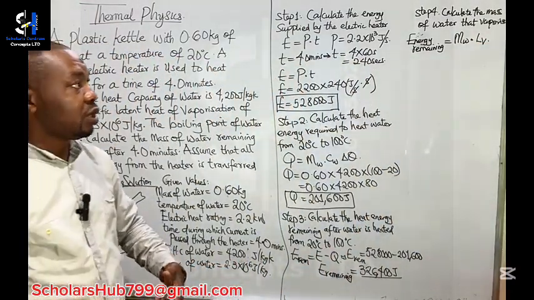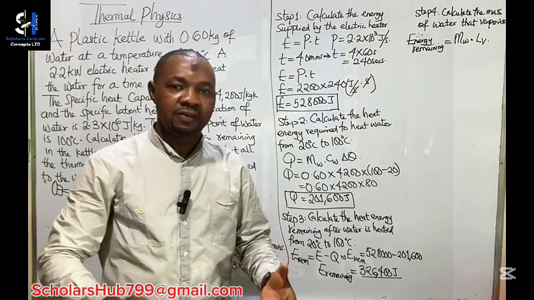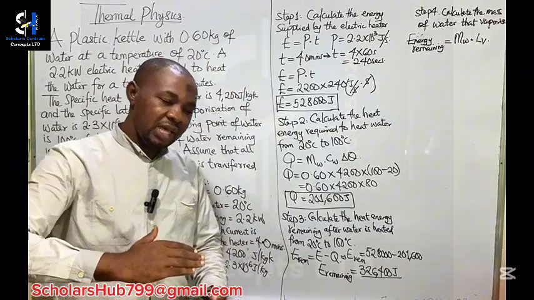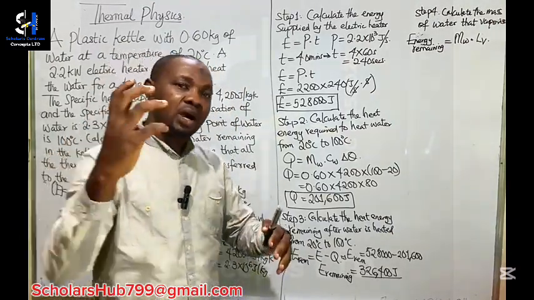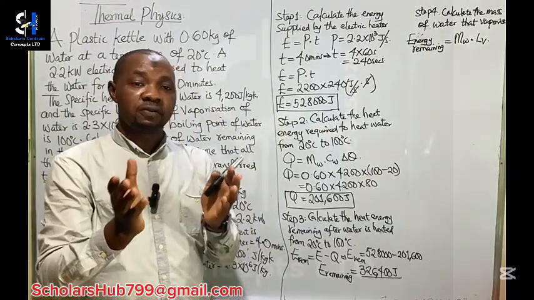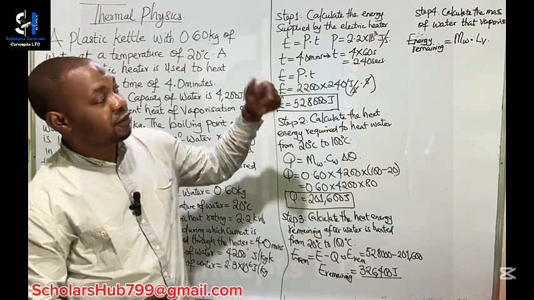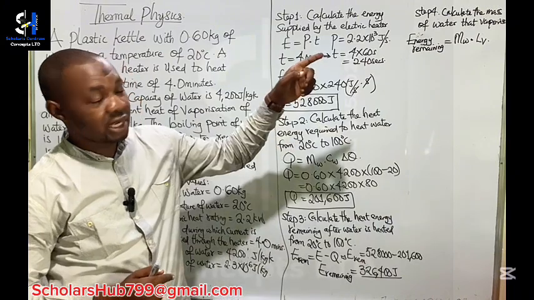Remember, when water is heated, the fast energetic particles or molecules of water will escape into the top space above the water. And when they accumulate in the top space above the water, they will accumulate in the form of vapor. So that is the mass of water that vaporizes. So that's what we have as step 4.